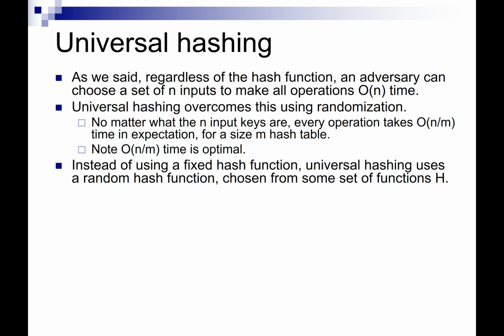So the way that universal hashing does this is that it's not going to use a fixed hash function. If you use a fixed hash function, the adversary can always make your life hard. Instead, universal hashing is going to have a bunch of hash functions. So it's going to create, let's say, 1,000 hash functions, and let's call this collection of 1,000 hash functions capital H. Then it's going to use a random hash function out of this collection of functions.